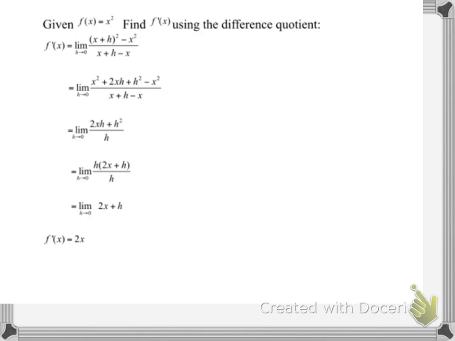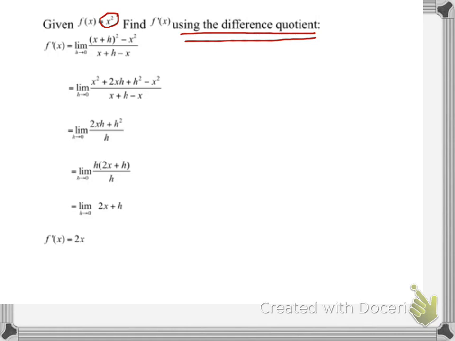Okay, so this is how you're going to set up your problem. Given f of x equals x squared, they're going to tell you to find f prime of x using the difference quotient. So you can not only use the power rule, you have to do the difference quotient. So here's my function. You're going to take the function plus h. So see how I have x plus h squared minus the function by itself all over x plus h minus x, that's your x2 minus x1. Okay, that's your first step.